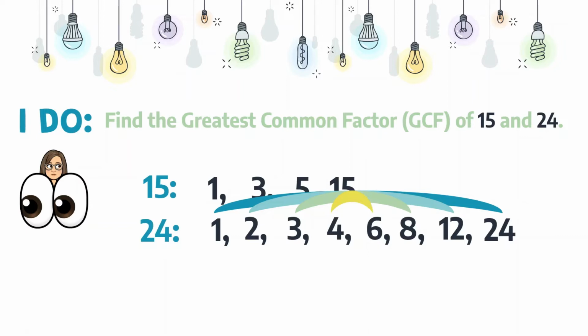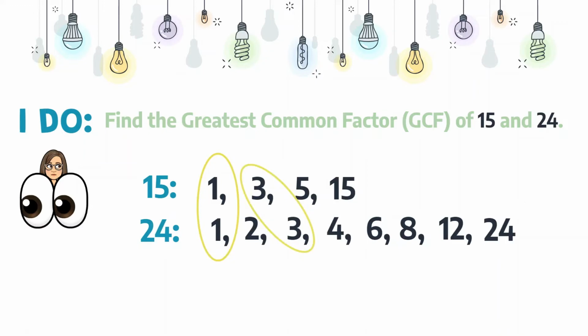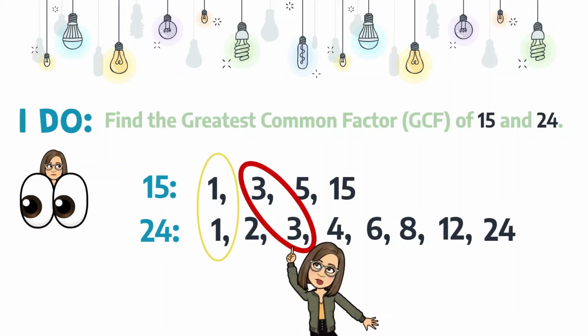Now that I've got my lists, the next step is pretty easy. I want to identify the factors that they have in common. The ones that are the same. In this case, the only factors I see that are the same are 1 and 3. Out of those factors, which one is the greatest or the biggest? Yes, that was easy to spot, right? 3 would be the GCF, or the greatest common factor, of 15 and 24.